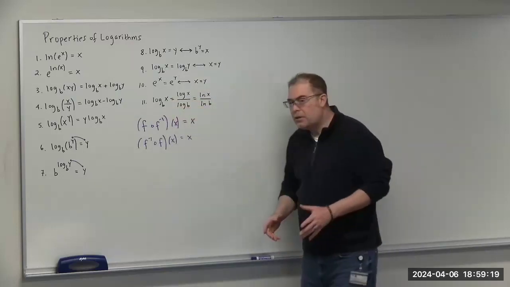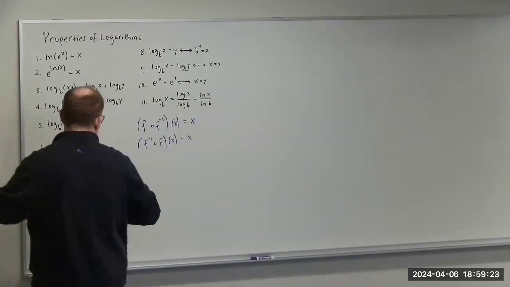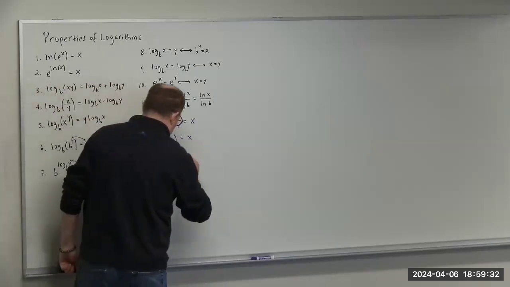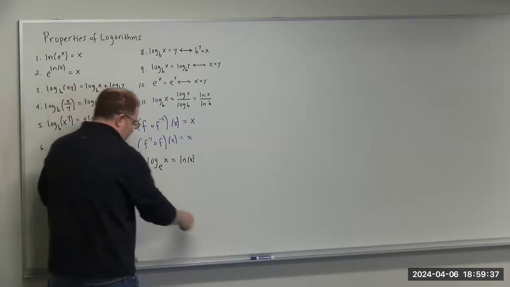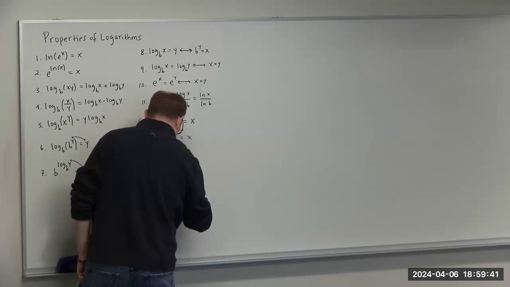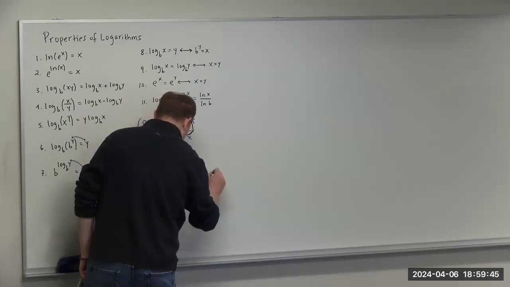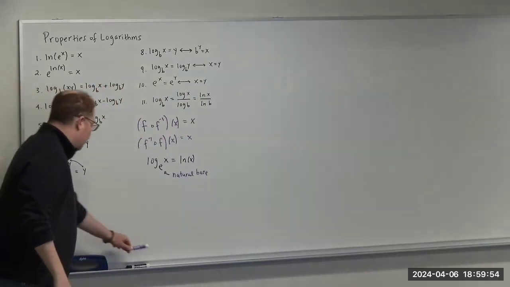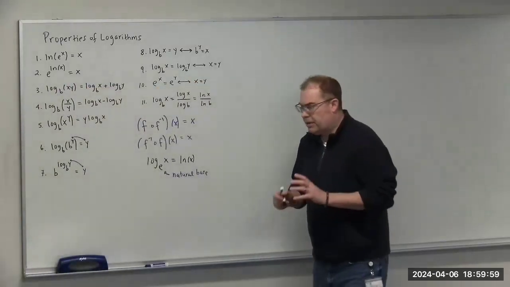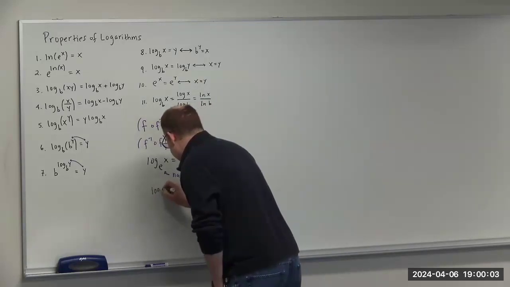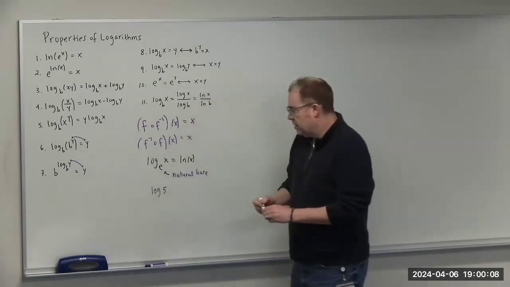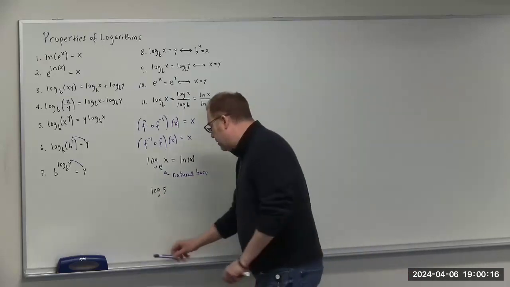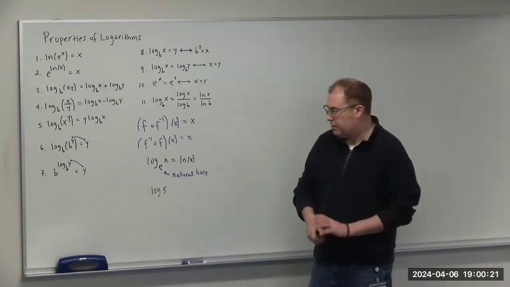And remember, if I'm letting the base be e, this is the same thing as the natural log function. This is the natural base. And by the way, if in a problem you see just log without any specific number, let's say log 5, then by default it means they're automatically using base 10. So if you don't see a base, they're using base 10.